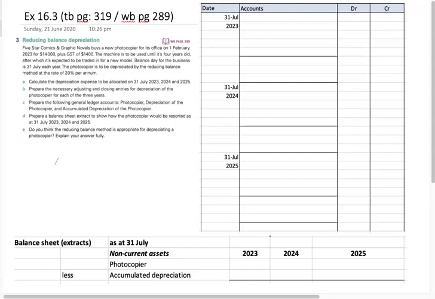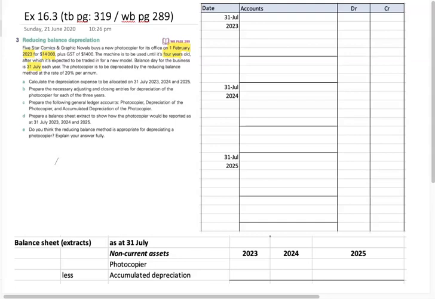Who are we? We are 5 Star Comics and Graphic Novels, and we have bought a new photocopier for the office on 1st of February. So we're going to highlight all the important information. 1st of February 2023 for $14,000 plus GST of $1,400. GST not relevant to the purchase price. The machine is to be used for 4 years, in which it is expected to be traded in for a new model. The balance day is the 31st of July, so that's our reporting period.